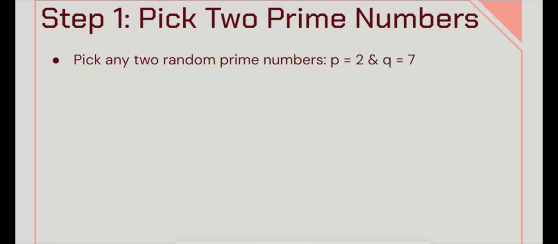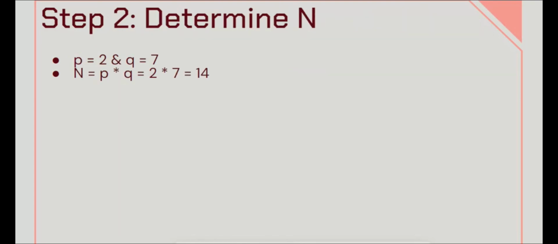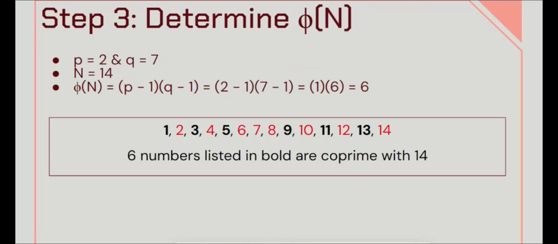Usually, in an actual RSA encryption, these prime numbers are hundreds of digits long. And so it's really hard to determine which 2 prime numbers are in action, and that's why it's so difficult to break. Now we have to determine n, which is p times q, the 2 prime numbers multiplied. And so that gives us 14. And now we have to determine phi of n. Our p is 2, our q is 7, so 2 minus 1 is 1, 7 minus 1 is 6, and so our phi of n is 1 times 6, which is 6.